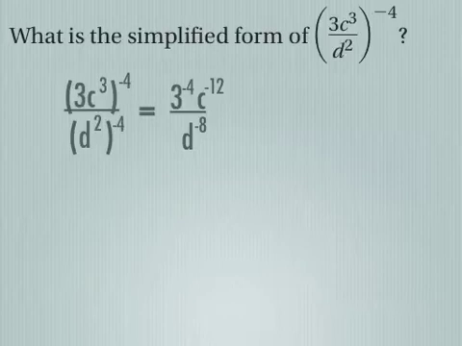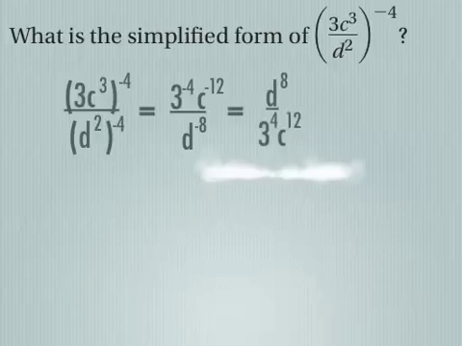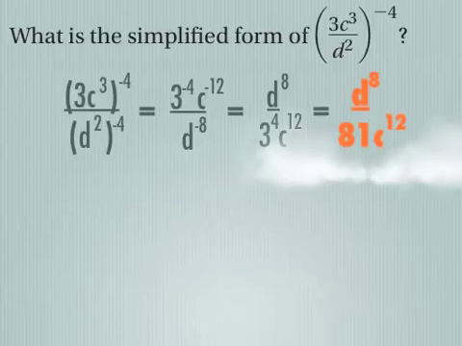What I need to do is take the negative exponents in the numerator and send them to the denominator, and take the negative exponents from the denominator and send them up to the numerator. So basically in this example, I'm just going to have to flip everything, which would be d to the 8th over 3 to the 4th, c to the 12th. Well, 3 to the 4th can be simplified, so I'm not quite done yet. 3 to the 4th simplifies to 81. So my final answer would be d to the 8th over 81c to the 12th.